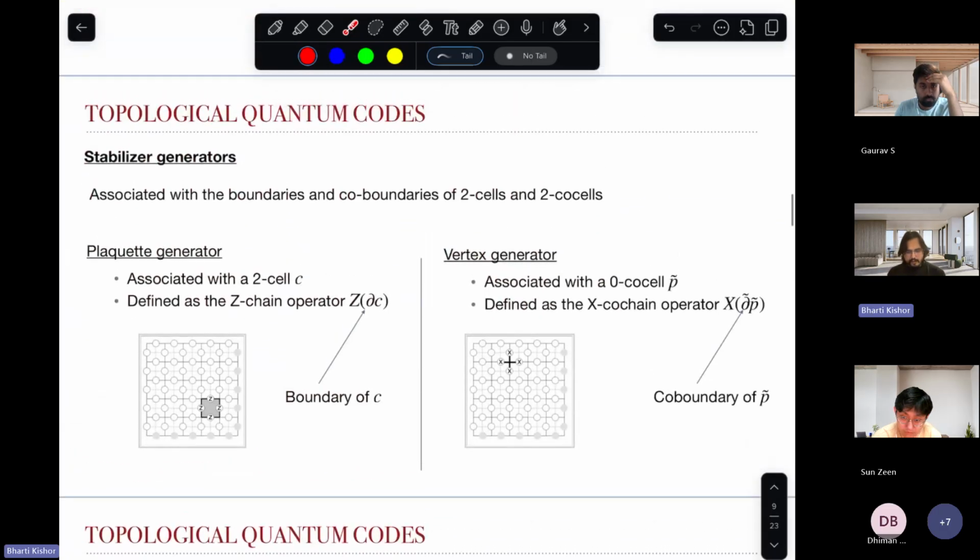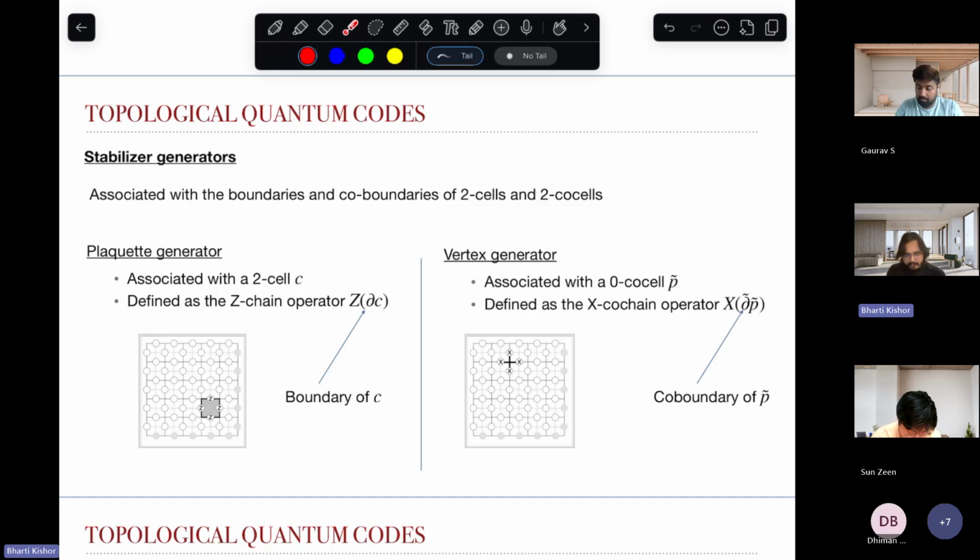Okay. So what are the stabilizer generators? Let's say in the Toric code case, we were drawing it as some kind of object, like some boundary. So the stabilizer generator is associated with the boundaries and co-boundaries of two cells and two co-cells. That's what we call it.